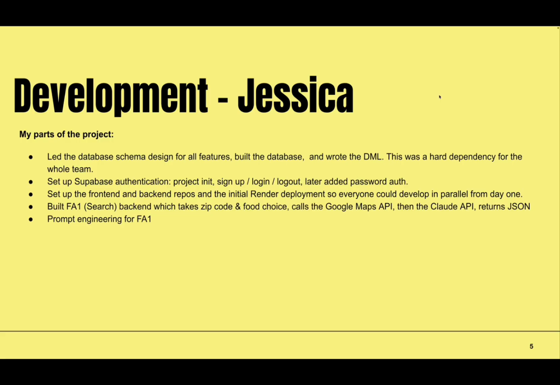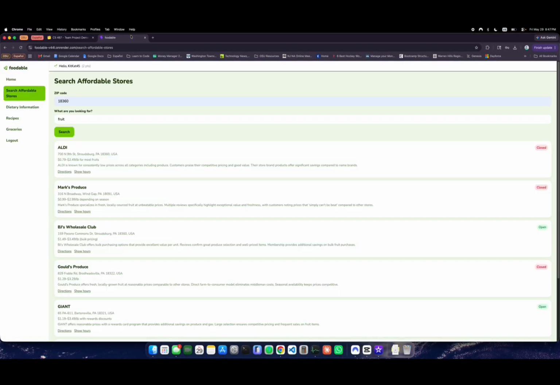My parts of the project included the database design and DML, setting up the Supabase auth, as well as building the search backend, which is where you can input a zip code as well as a specific food you're looking for. When you hit search, it calls the Google Maps API to search for local stores that would carry the item. And then that information is fed into Claude, which writes a little more information about the store.